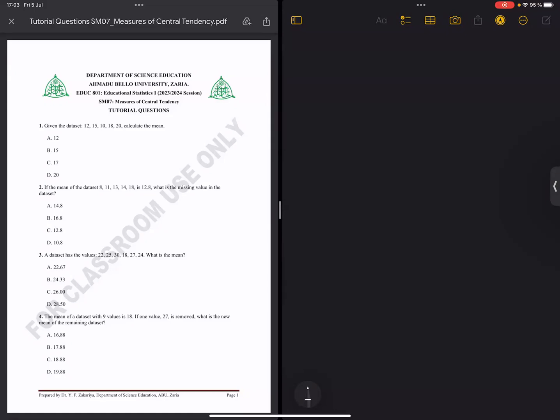The very first question in there, and today's date being the 5th of July 2024. It says, given the data set, calculate the mean. This is one of the simplest questions that you can come across in this course. Given the data set, calculate the mean.